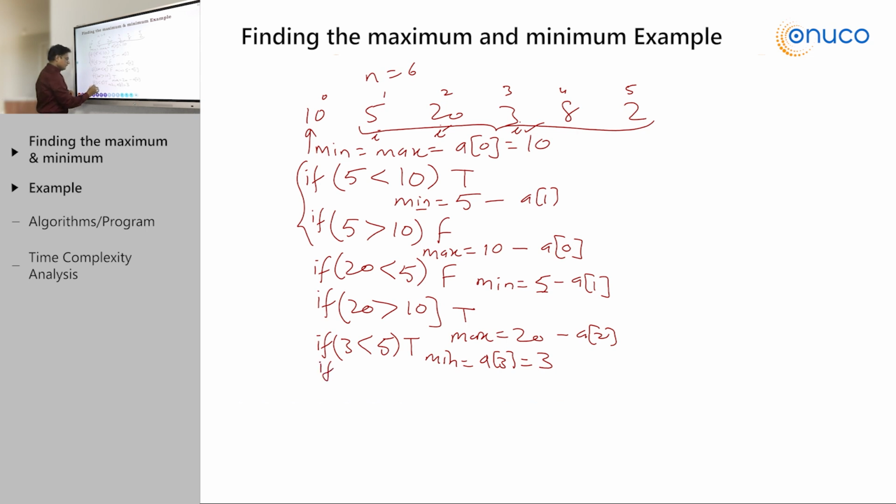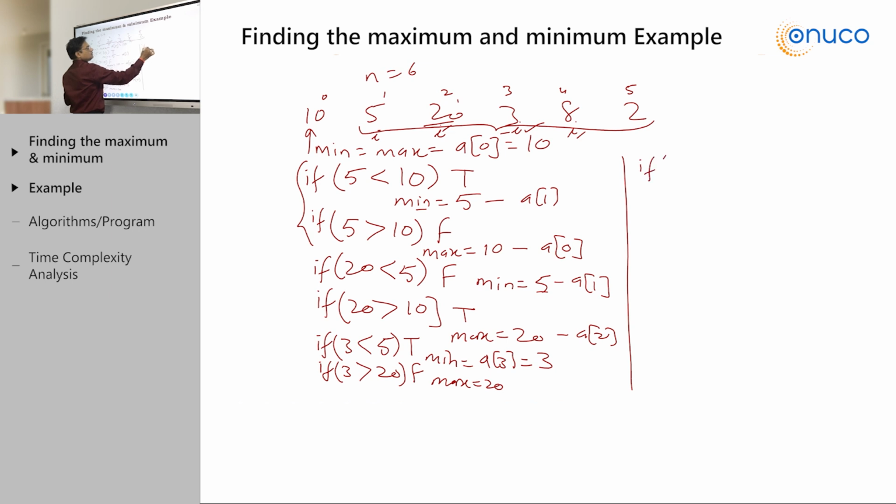Similarly, we are going to compare whether the new element A of 3 is greater than 20. No, it is false. Then max remains 20 only. Max is 20 only, that is A of 2. So as of now, this is the min element, this is the max element. Next, I came to the next position. We are going to compare 8 with 3, right? Is 8 less than 3? False. It means min remains the same, that is A of 3 is equal to 3 only.